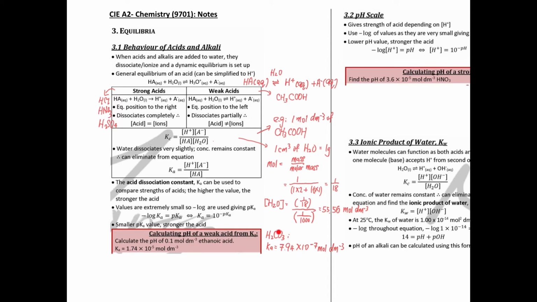we can apply our statement here, where they say that the higher the Ka, the stronger the acid. So this is higher in value. This is smaller in value. So this ethanoic acid is stronger than carbonic acid.